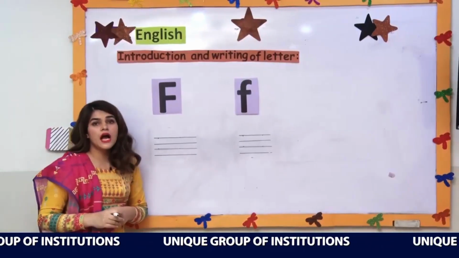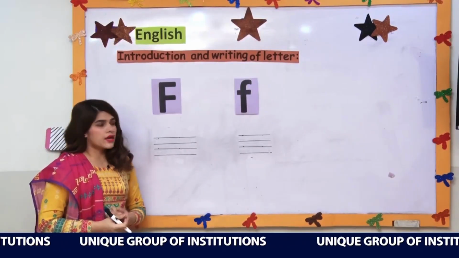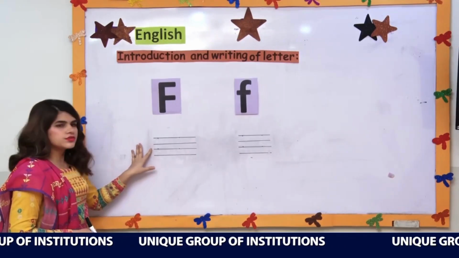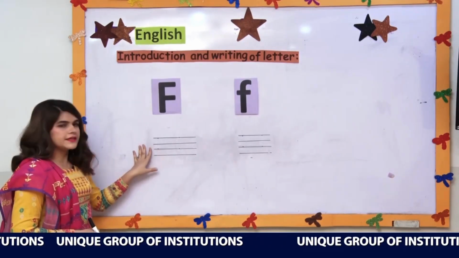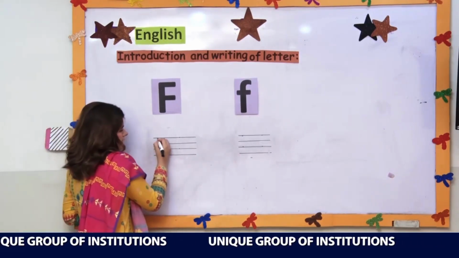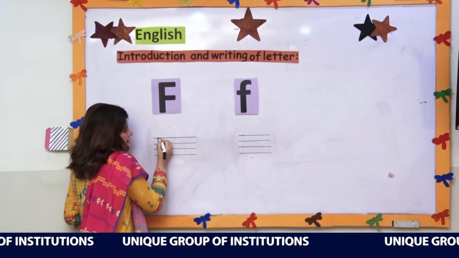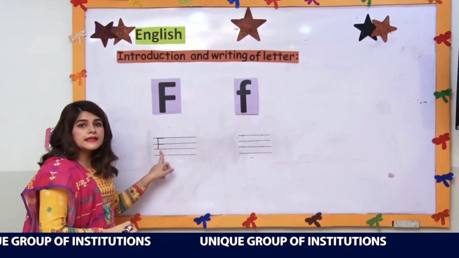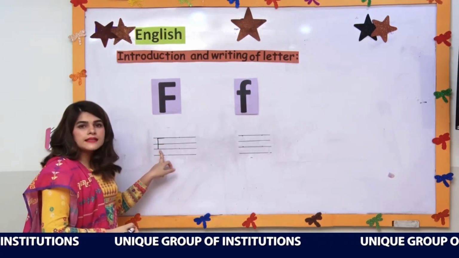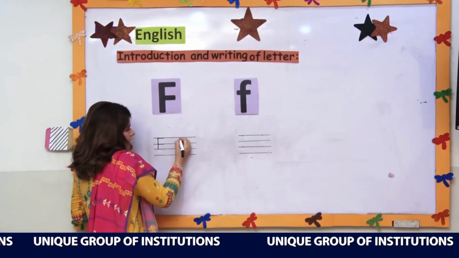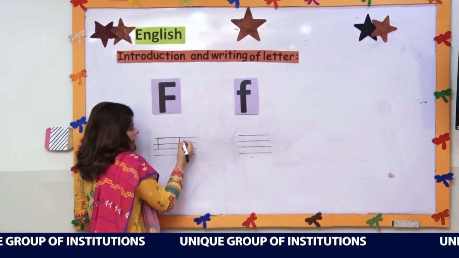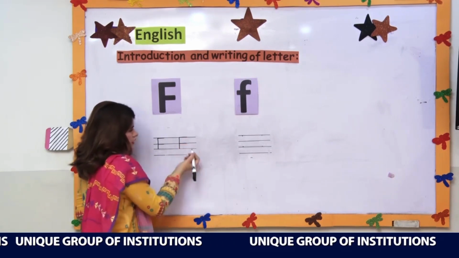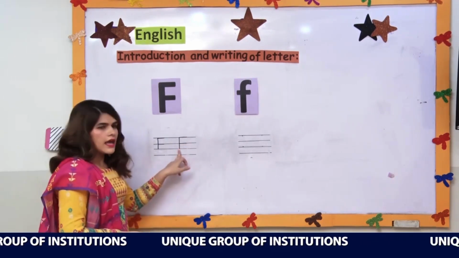Now we are going to learn how to write F. So here we have 4 lines, 1, 2, 3 and 4, and I am going to write here capital F. Standing line and then sleeping line and another sleeping line. This is capital F. So write again. First make a standing line, then sleeping line on the line and another sleeping line on the middle line. This is F.